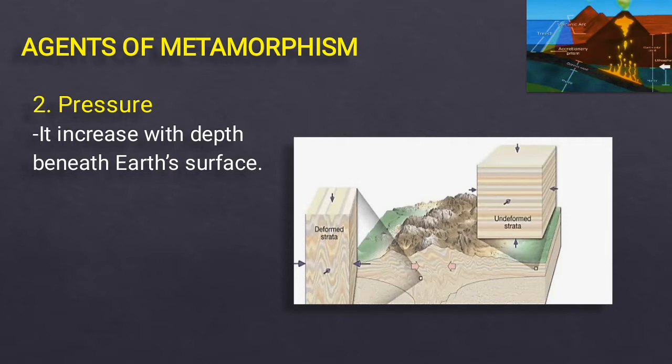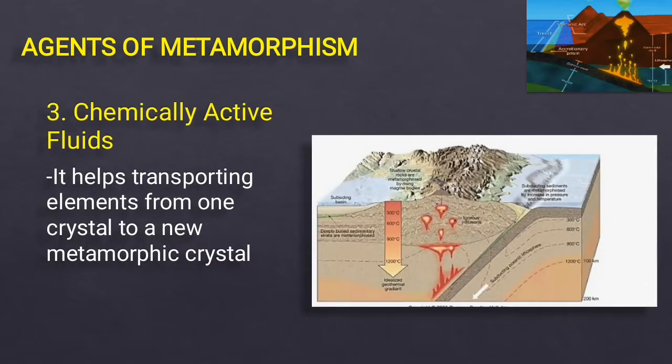Number 2, pressure. Pressure is produced by overlying rocks, or differential pressure is produced by various stresses, especially from plate collisions. It is involved primarily with regional metamorphism. Number 3, chemically active fluids. They help transport elements from one crystal to a new metamorphic crystal, and are mainly water with other volatile components, thus increasing the rate of metamorphism.